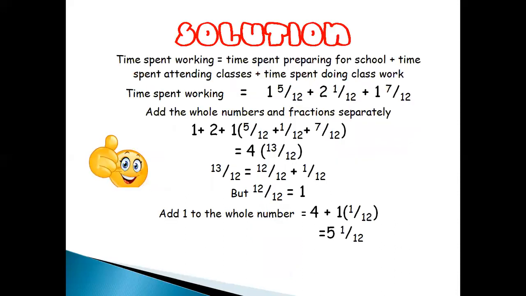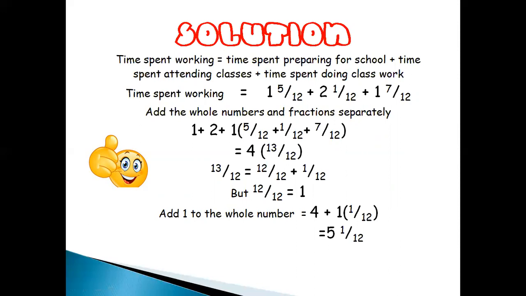So let's start by looking at the time spent working. If I want to know the time spent working, all I will need to do is take the time spent preparing for school plus the time spent attending classes plus the time spent doing class work. So I'm going to add all of those times together. So time spent working is 1 whole number 5 over 12 plus 2 whole number 1 over 12 plus 1 whole number 7 over 12.